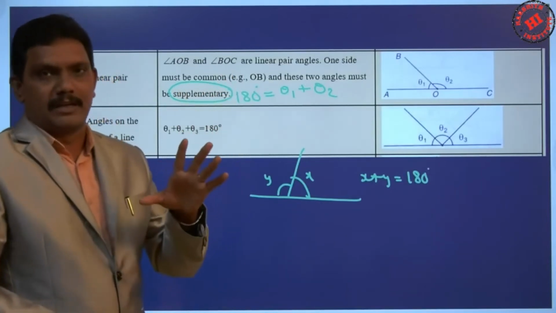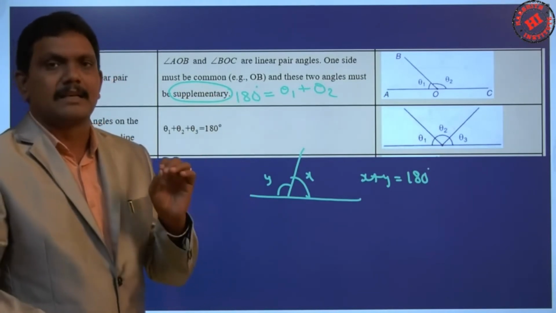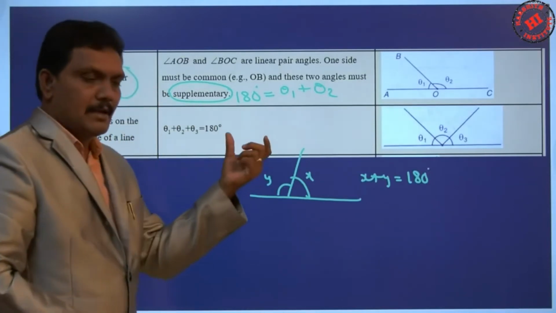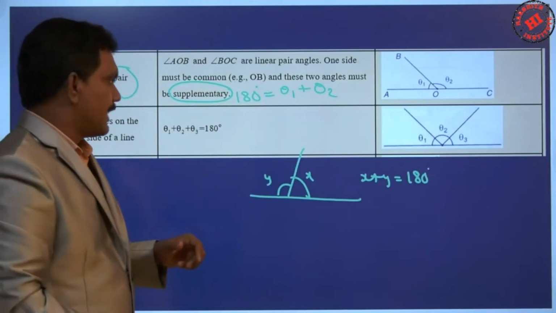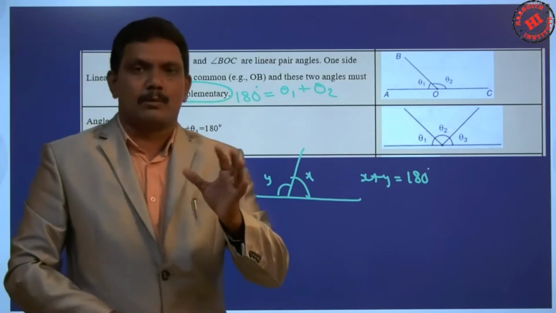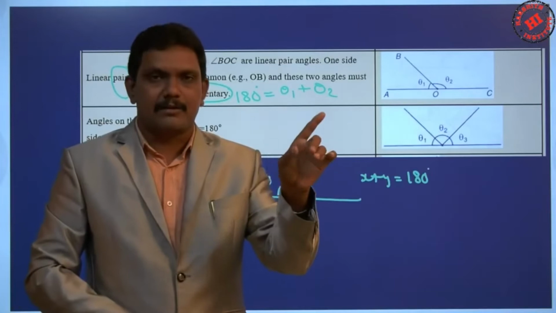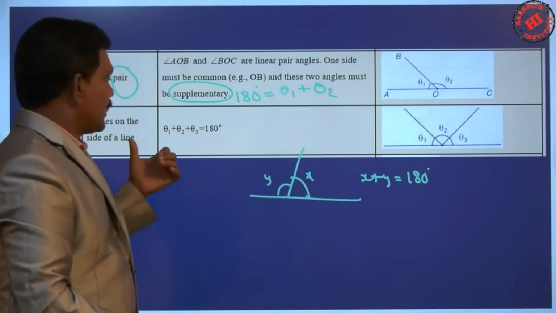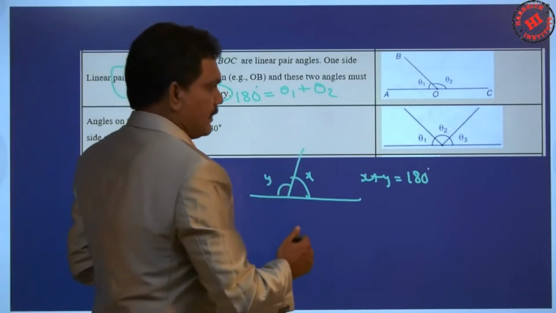Pair means two only. If the sum of three angles is 180 degrees, they are not called a linear pair. Therefore, a linear pair means the sum of the two angles must be 180 degrees. Very important point: they have a common side and the sum of angles is 180, whereas adjacent angles only means they have a side common. That's all. Next one: angles on one side of a line add up to 180 degrees, as we discussed earlier.